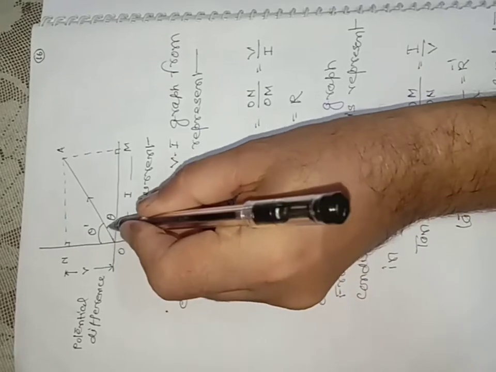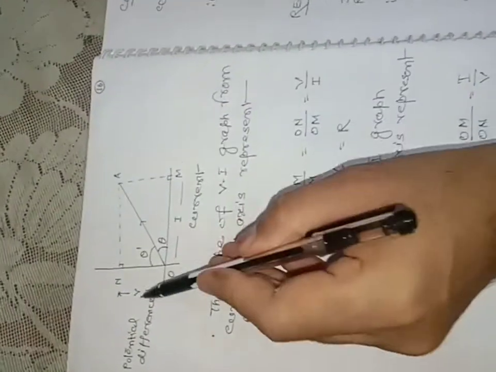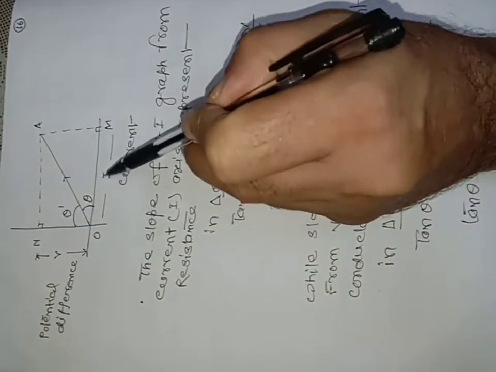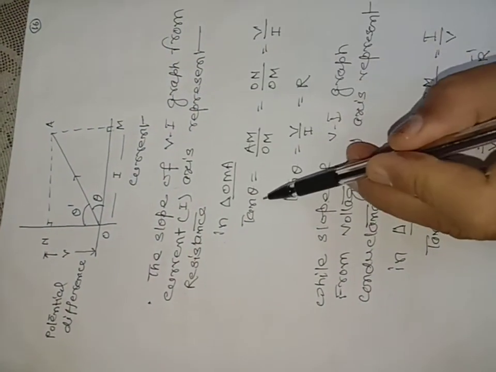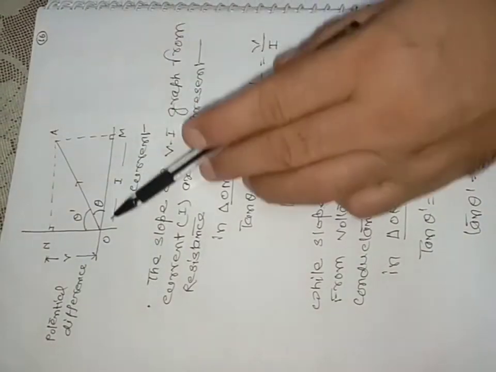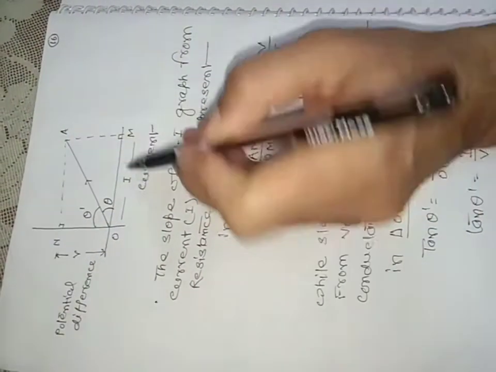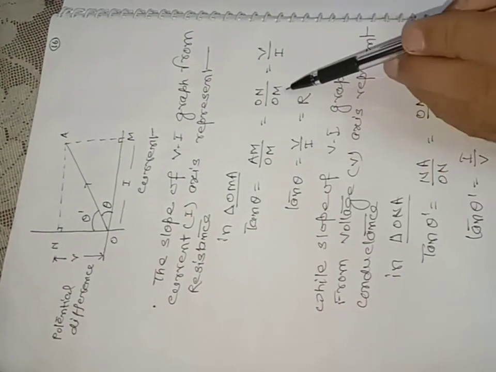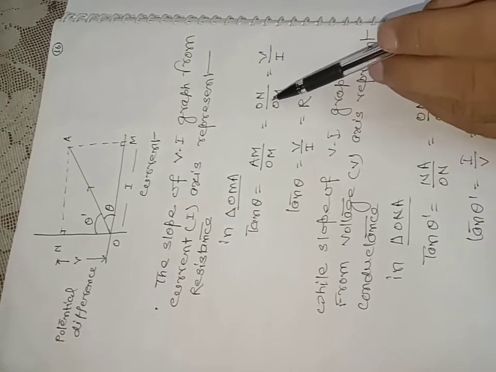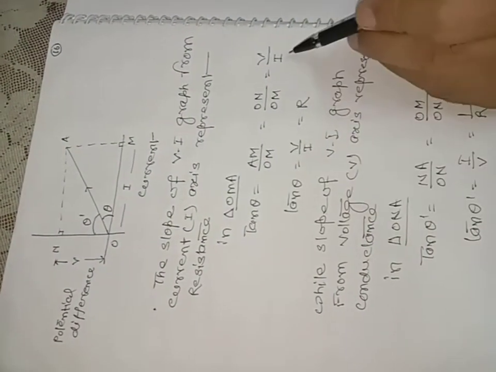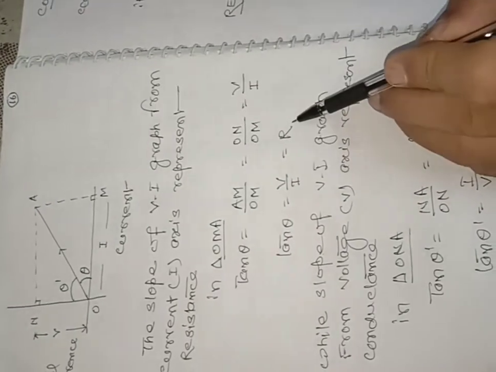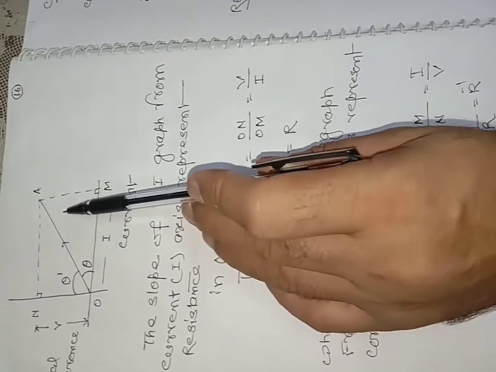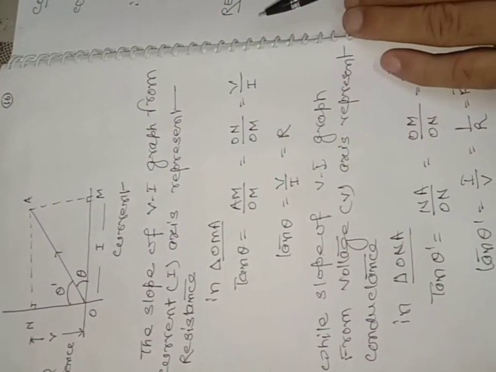If we calculate the slope of the VI graph from the current axis, suppose this angle is theta and this angle is theta dash. From the current axis we take tan theta. So tan theta is equal to perpendicular upon base, AM upon OM, and here AM is equal to ON, because this one is a rectangle. So ON upon OM, and ON is V upon I, and as you know V upon I is R. So tan theta is equal to R, meaning the slope of the VI graph from the current axis represents the resistance of the conductor.